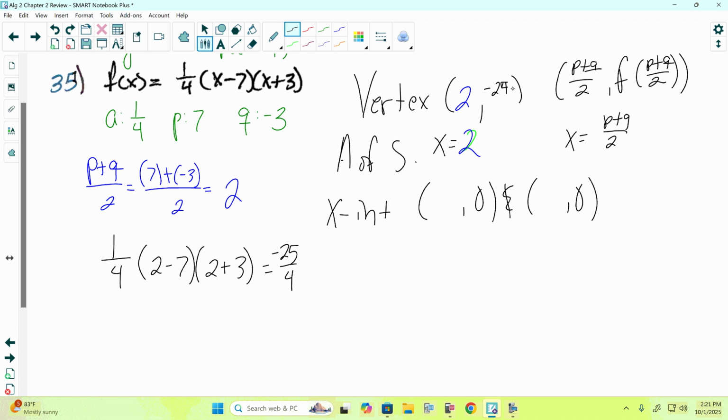fourths. 25 fourths. X-intercept is P comma 0, so 7 comma 0 and Q comma 0, so negative 3 comma 0. If you have any other questions, please ask.